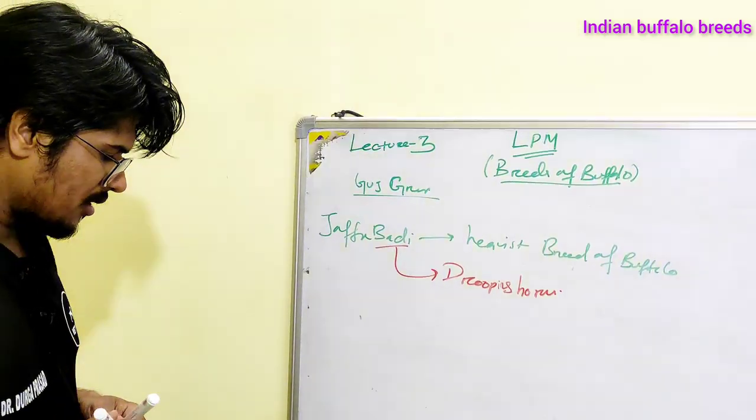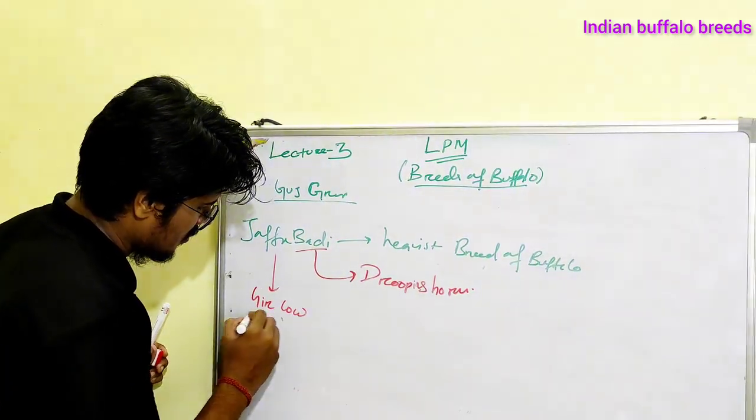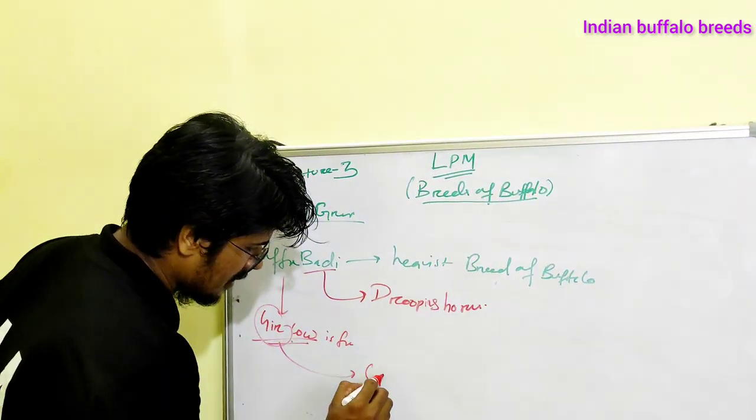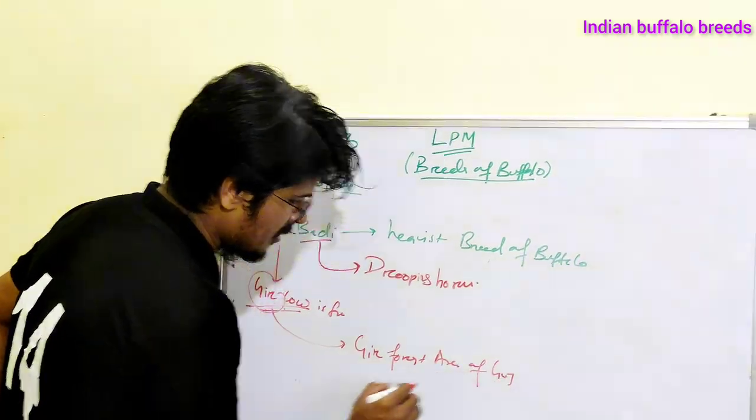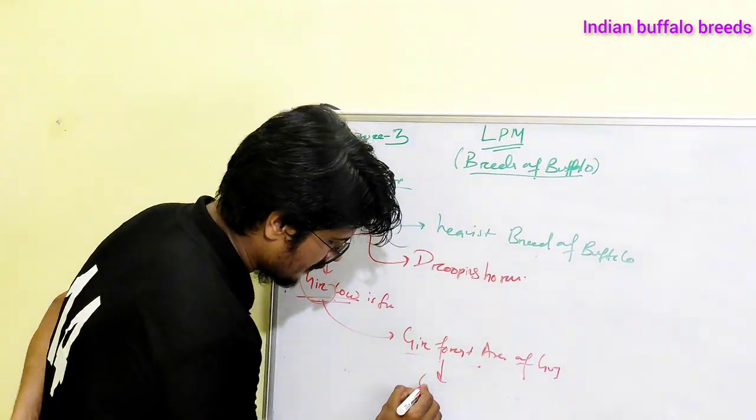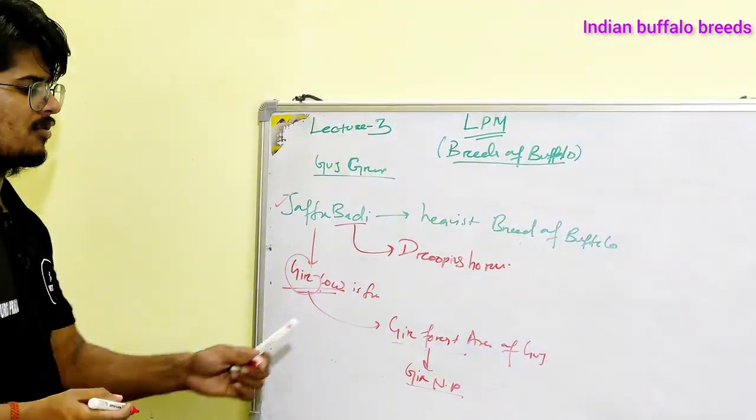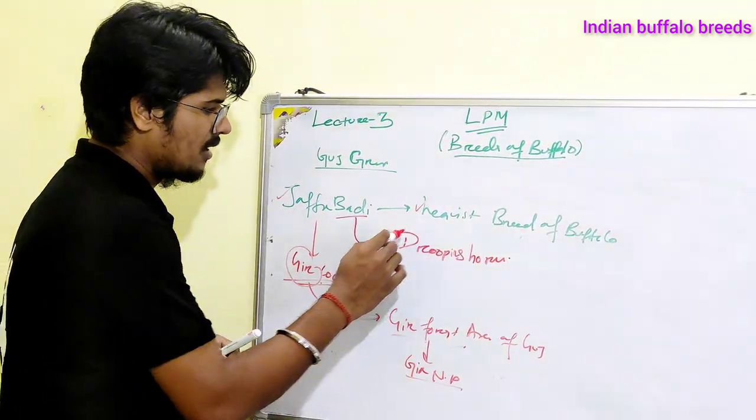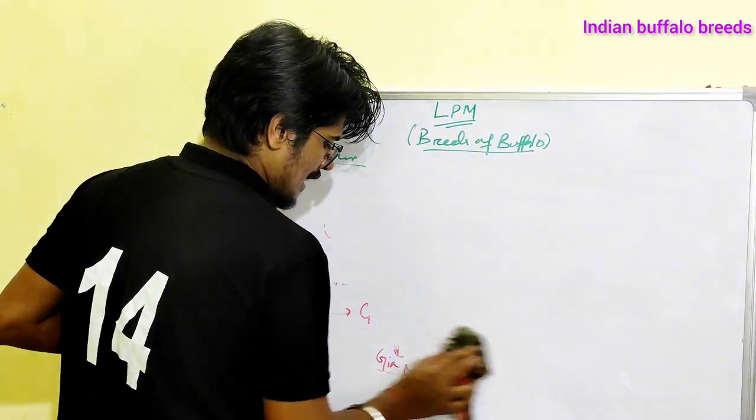It belongs to the same region which the Gir cow is from. The Gir cow is from Gir forest area of Gujarat, and the Gir forest is important from general knowledge point of view, that Gir National Park. Okay. This Jafarabadi belongs to that area, and the important question is, it is the heaviest breed of buffalo with drooping horns.